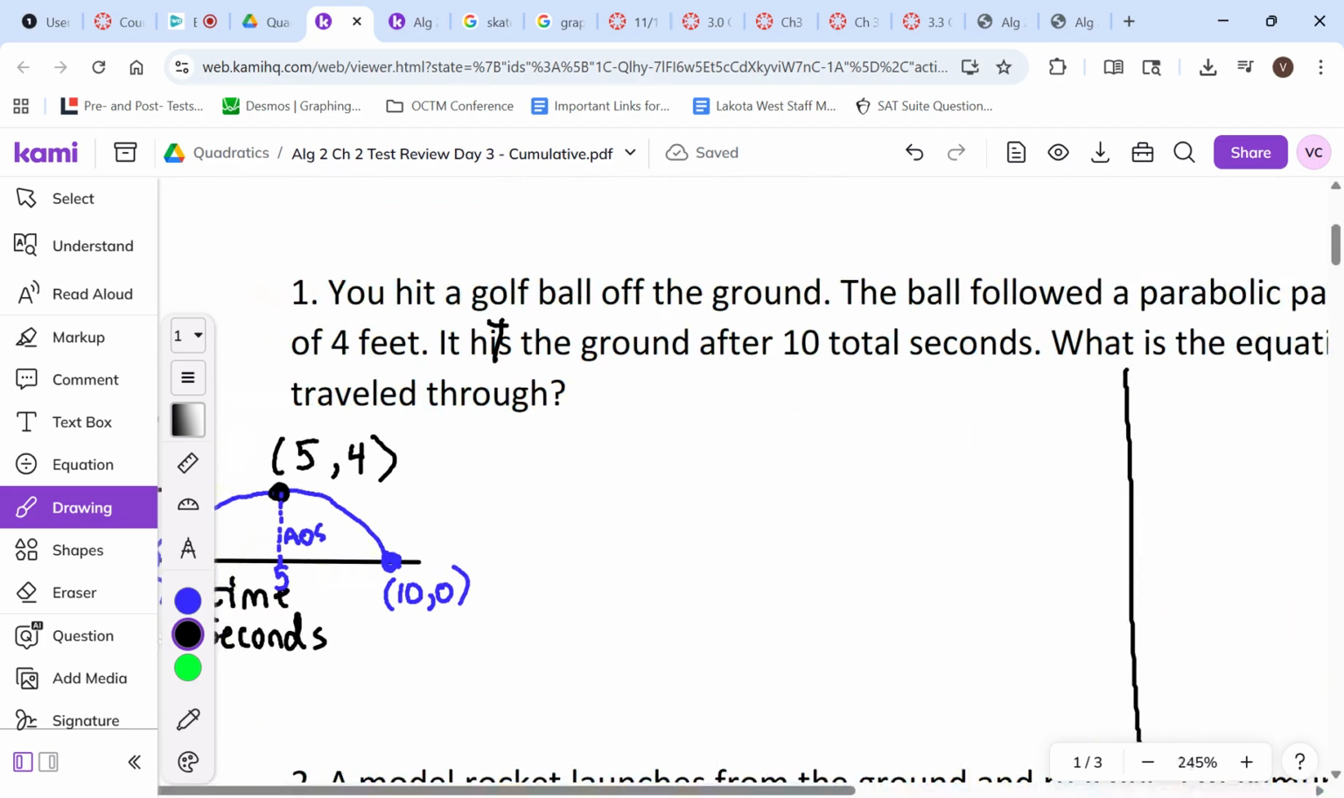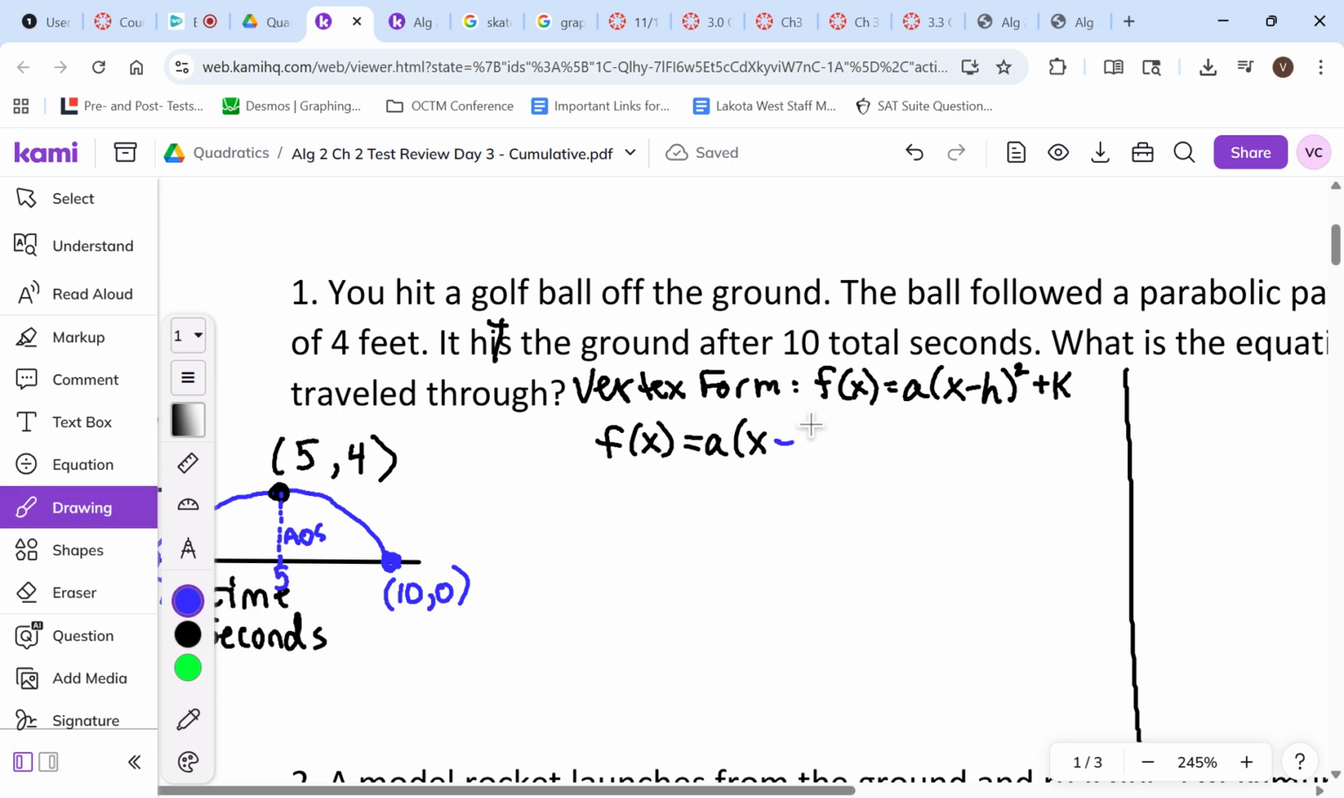So let's say that we are going to do this one by vertex form. First of all, you have to know the vertex form. You can't take a quiz or a test when you don't know the material that you're supposed to know. So we have to absolutely know the vertex form. And I just wrote down the formula. So when we know the vertex form, we're going to first plug in the vertex. And I'll just do it in a different color, minus 5 squared plus 4. So that's my first step.